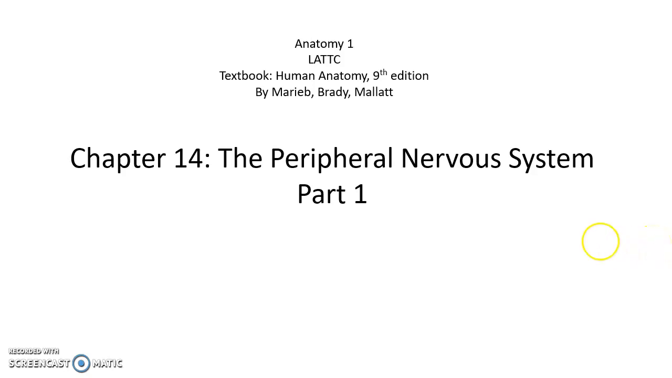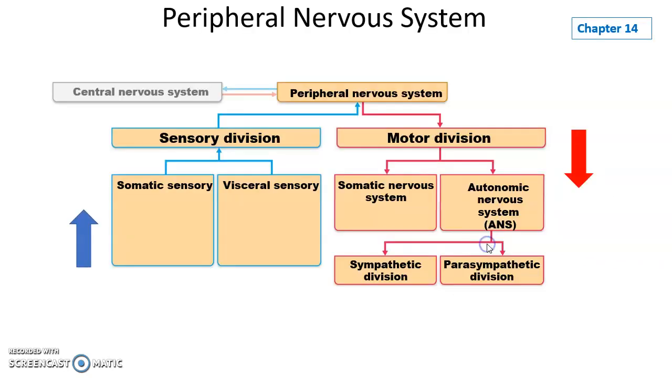Chapter 14, the peripheral nervous system. So, the peripheral nervous system, as we know, is broken down into many components.